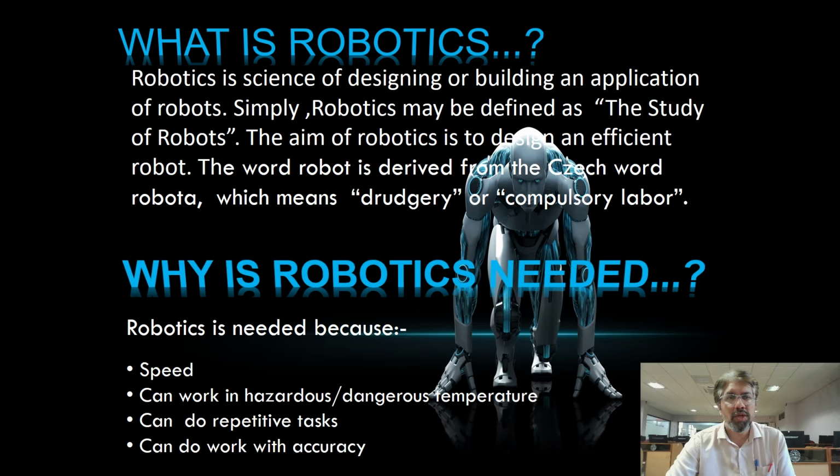So basically, what is robotics? Robotics is the science of designing, building and applying robots. Simply put, robotics can be defined as the study of robots. Here, the aim of robotics is to design an efficient robot. All the robots which are designed have to be optimized, so they need to do the job efficiently. That is what the field of robotics deals with.